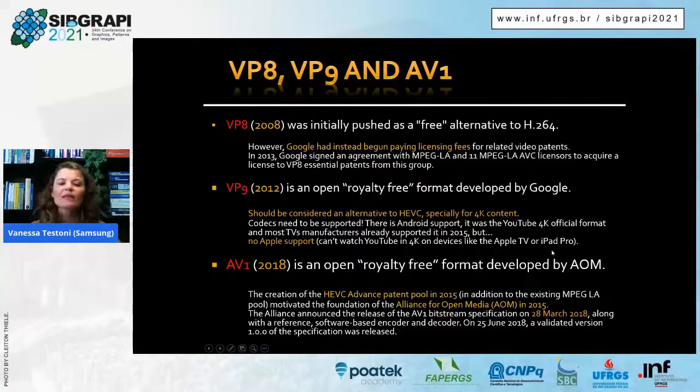so you couldn't watch 4K video on Apple TV or your iPad, for instance. And then finally, when we had the HEVC patent pool problem, several other companies got together and said, okay, so now let's found what they call the Alliance for Open Media. And they came up with a codec that was not supported by just one company, but several, which was named AV1. So AV1 is available since 2018.